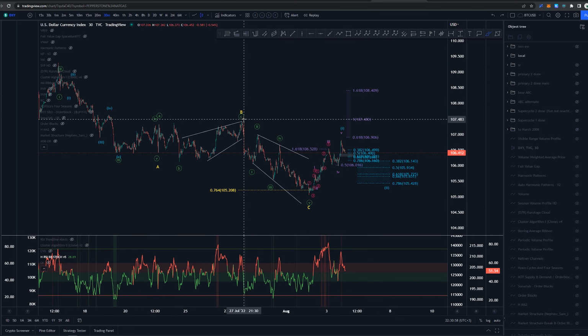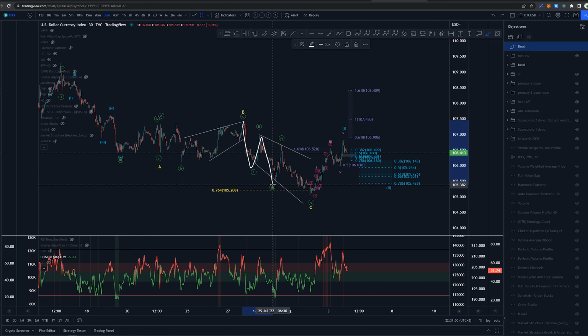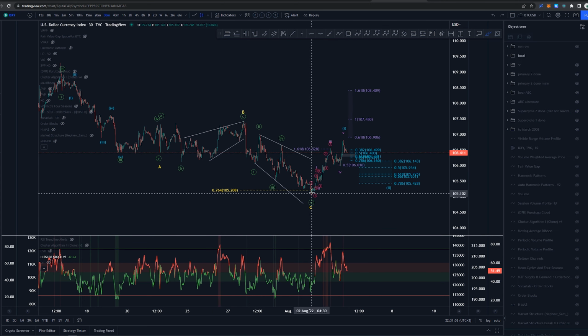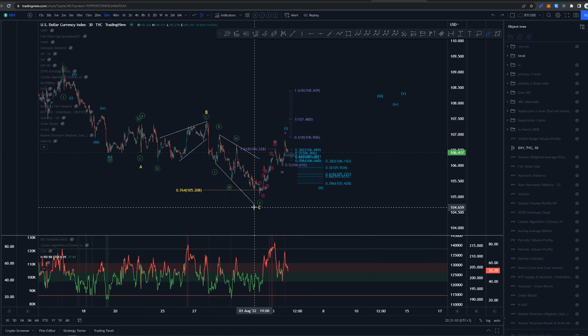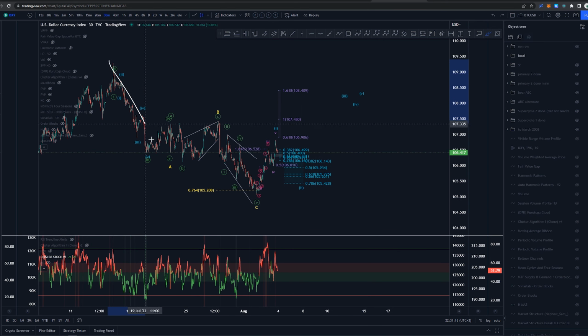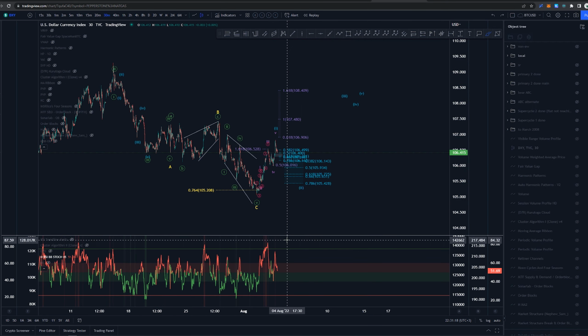And this time we had an expanding ending diagonal here into the fifth. For the higher time frame target, we did hit the 764. Again, we did not hit the 1-to-1 extension, but it is fine. Sometimes we just don't hit them. But the main point is that we have already completed this structure.